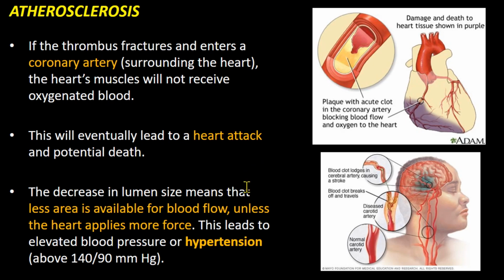Now, the decrease in lumen size means that less area is available for blood flow unless the heart was to apply more force. This would lead to elevated blood pressure or hypertension, and this is when the blood pressure is above 140/90 millimeters mercury. The 140 refers to the systolic pressure, and the 90 refers to diastolic pressure. Now, stroke could also occur if the blood clot was to get deposited into a diseased carotid artery and block oxygen flow to the brain.